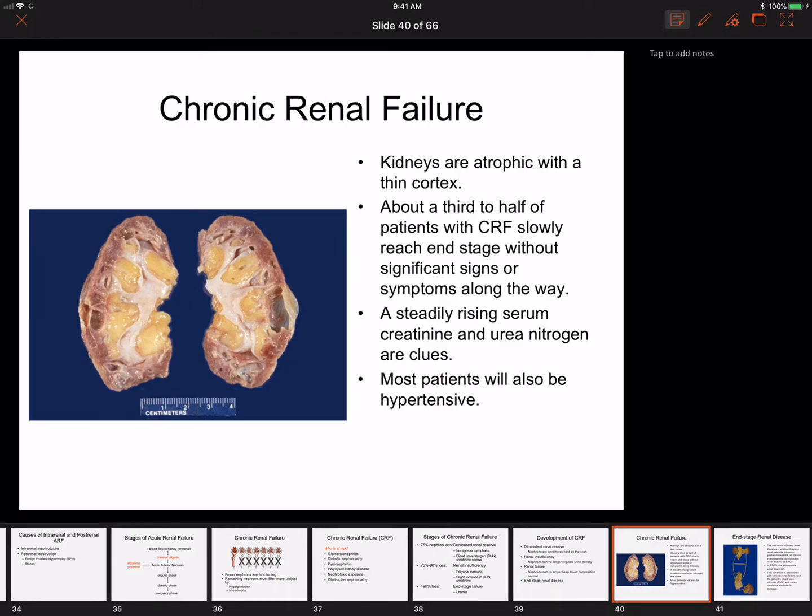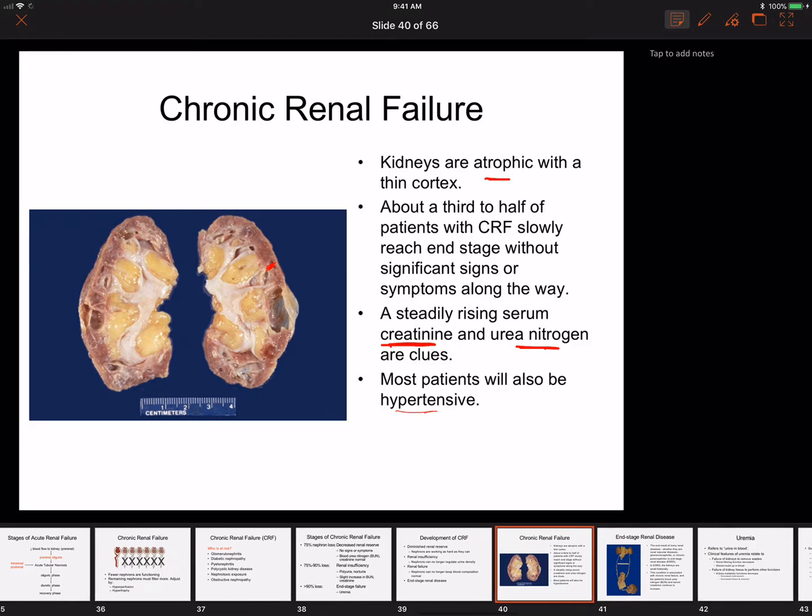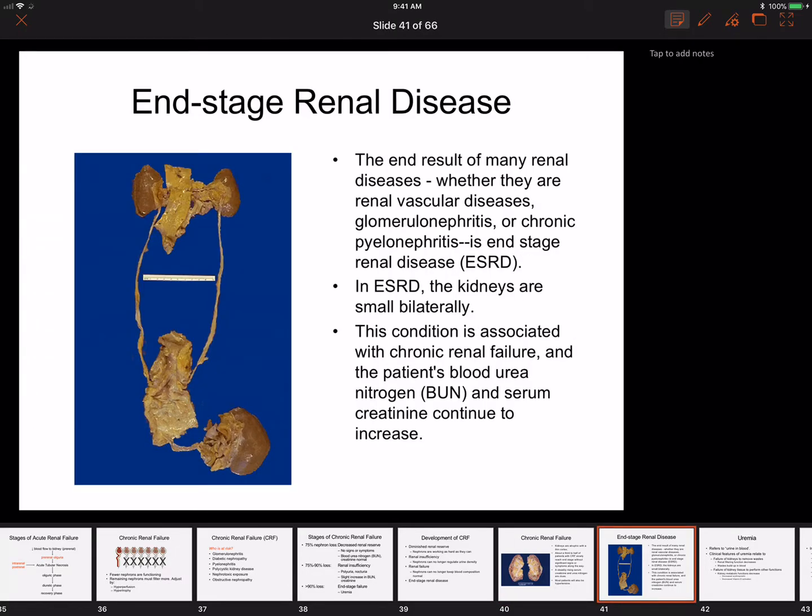So here you can see atrophy within the kidney, and the cortex is becoming really thin, and that means serum or blood creatinine and urea nitrogen levels will start to rise. Blood nitrogen level would rise. And here, patients may also be hypertensive. With end-stage renal disease, that's basically when the kidneys are shrunk. Look at the size of these kidneys, fairly small. And that's when we see the most severe symptoms of kidney failure.